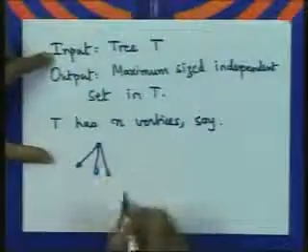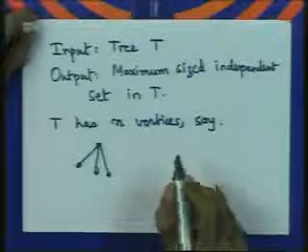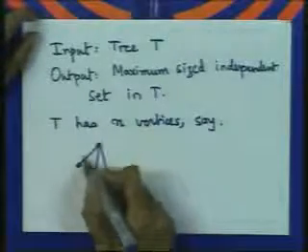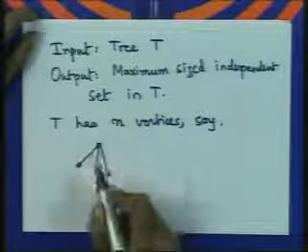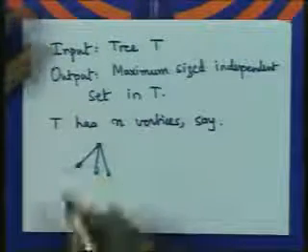So here's a simple example. Let's say this is the graph. If I pick this vertex, then you get an independent set of size 1. The optimum is of size 3.